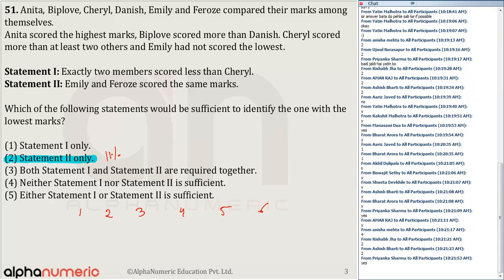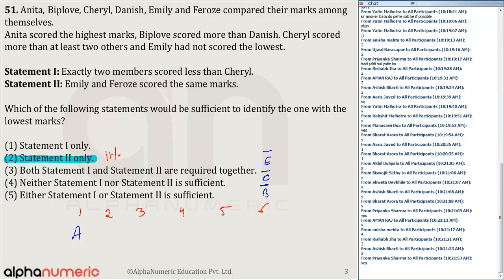So I can write down A. Biplav scored more than Dinesh, so B cannot be at the sixth position. So I'm writing B bar. Okay? Cheryl scored more than at least two others, so Cheryl cannot come at sixth position. And Emily had not scored the lowest, so Emily cannot come at the last position.